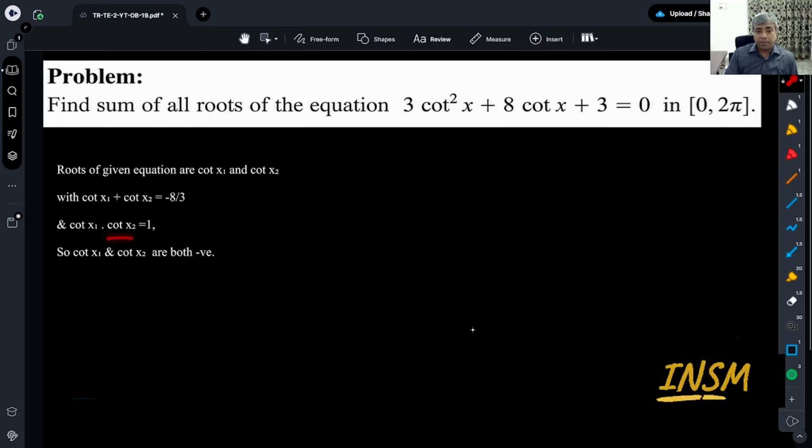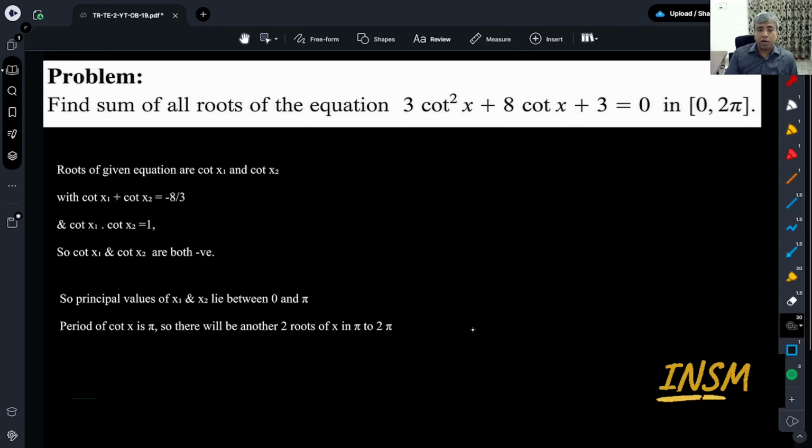Since the product is positive and sum is negative, we know that both cot x1 and cot x2 are negative. Of course, you are going to get two values of cot x1 and cot x2. And as of now, you should not start calculating the values of cot x1 and cot x2 to find x1 and x2. This is one of the first traps, which can involve you in a very long solving session without yielding much results. So the roots of this are cot x1 and cot x2, both negative.